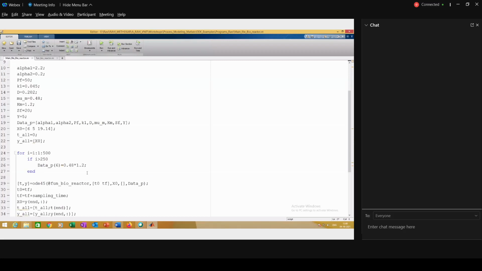Fine. Look at this. After 250 for loop index, I am going to get 30 seconds. So my initial dynamics will die out. After that, in mu1, which is the sixth parameter, my data_p, I am giving a step change of positive 20%. After 250, the value of data_p6 will change by 20%, and that should be observed in your graph. So let's simulate it.